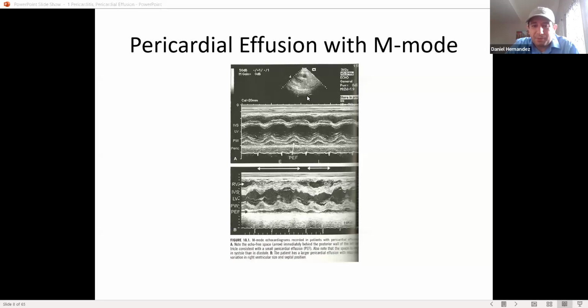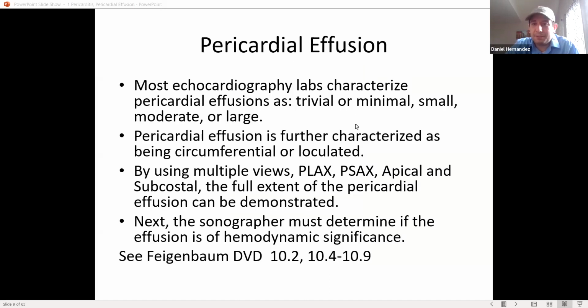But again, just remember, this is a single ice pick view. If you really want a full assessment when assessing for pericardial effusion, you do want to utilize multiple views and 2D echo to get a full appreciation of how much fluid there is and the locations of the fluid. We're also going to be describing the fluid itself. Does it look simple? Are there any internal septations, any internal echoes? Is it complex in nature?